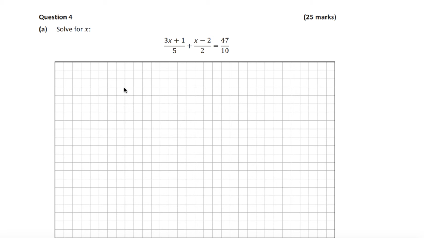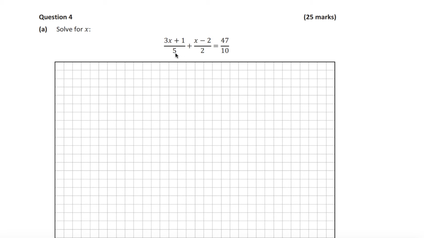This is the Leaving Cert Ordinary Level 2019, Paper 1, and we're looking at question number 4. So part A says solve for x. So we have this equation here. So it's algebra fractions, and it's an equation.